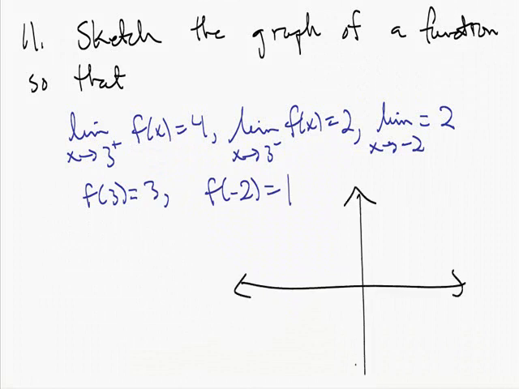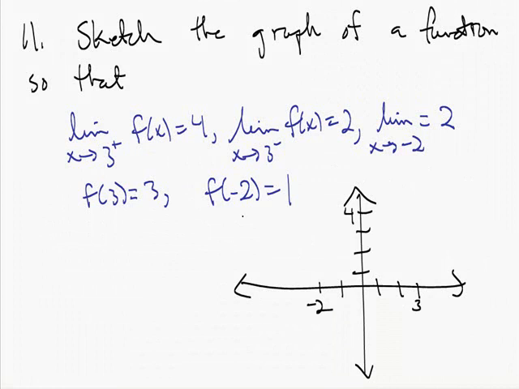So we have some important values that we're going to need to look at. 3 is one of those values because we're looking at limits as x approaches 3 from the left and from the right. Negative 2 is one of those values. And we also want f of 3 to be something and f of negative 2 to be something. So here's negative 2, here's 3. Now I want the limit as x approaches 3 from the right to be 4. So if we come up 1, 2, 3, 4, as we come at 3 from the right, we want our function to be approaching 4.